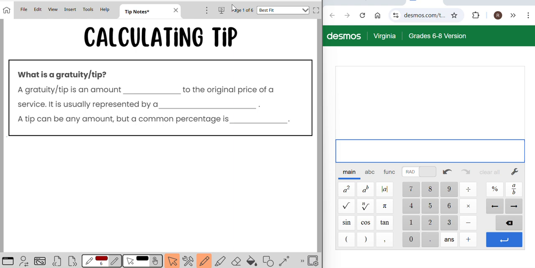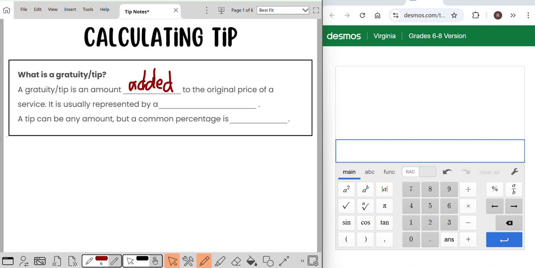Hi everybody, we're going to be talking about calculating a tip today. The fancy dancy name for a tip is a gratuity, or if you speak Spanish, it is propina, but they all mean the same thing. A gratuity or a tip is an amount added to the original price of a service.